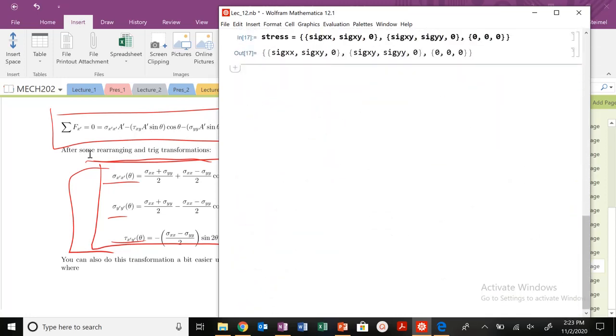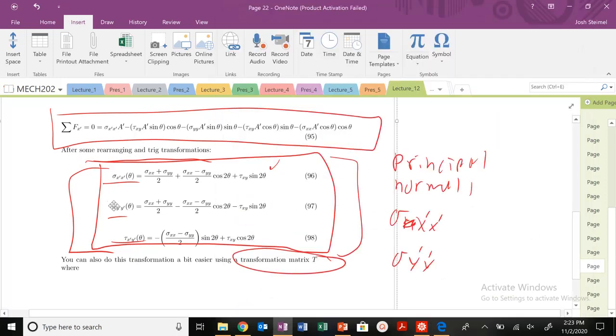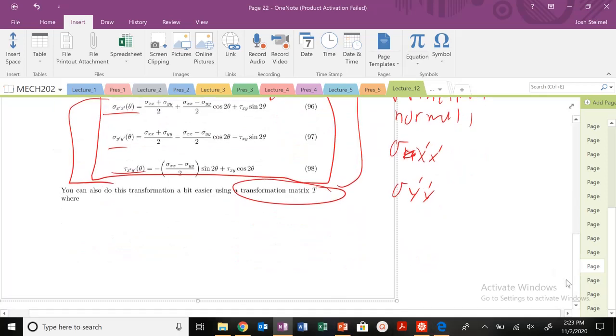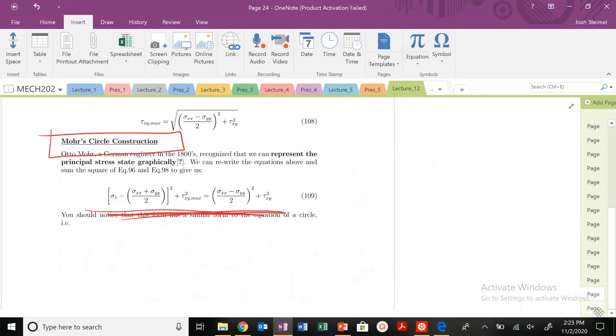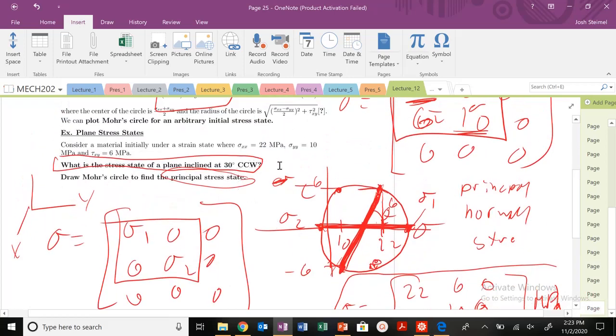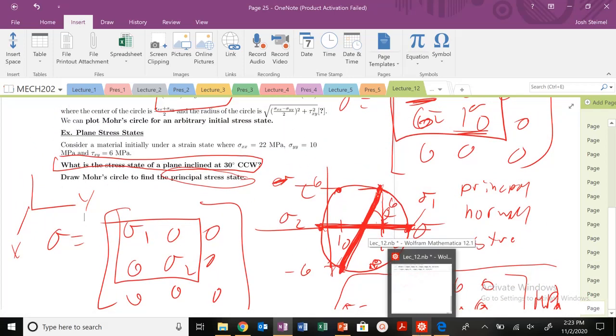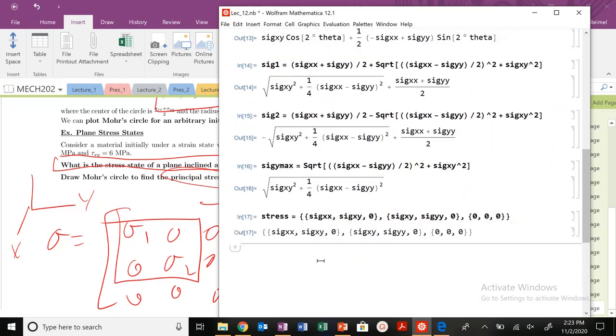Previously, let's go ahead and figure out what those values of stresses are at that angle. So we want to do this 30 degrees counterclockwise rotation right here. Counterclockwise, we know that's going to be positive. So when we look at this value here, I'm going to say that my sigma xx is going to be equal to 22 times 10 to the 6. My sigma yy is going to be equal to 10 times 10 to the 6 pascals. And my sigma xy is going to be equal to 6 times 10 to the 6 pascals.